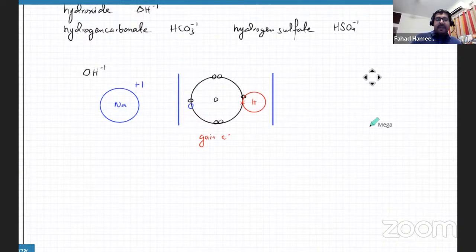Why? Because it ended up gaining 1 electron. Instead of sharing electrons, it ended up gaining 1 electron, which is why it has a charge of -1. So the basic idea, you don't need to remember this right now, we'll do this later, but I'm just giving you a very basic idea.